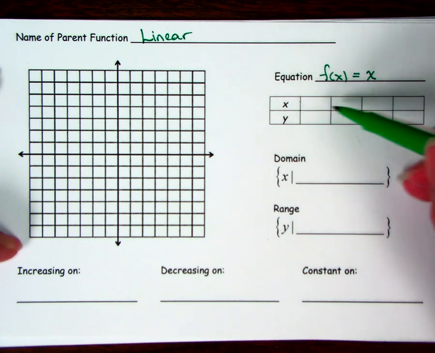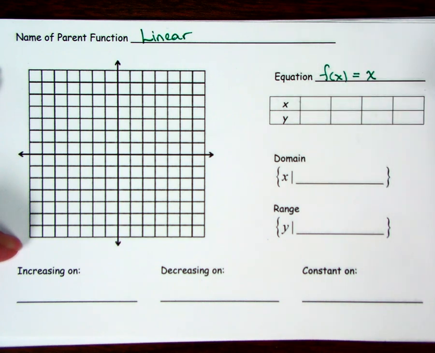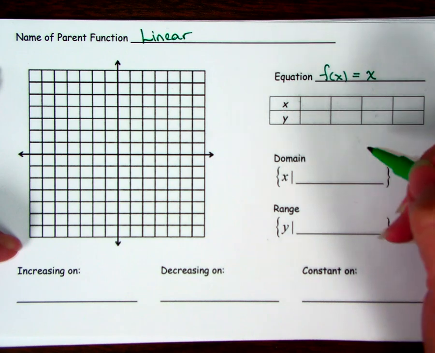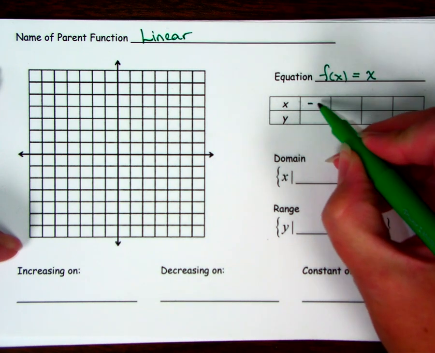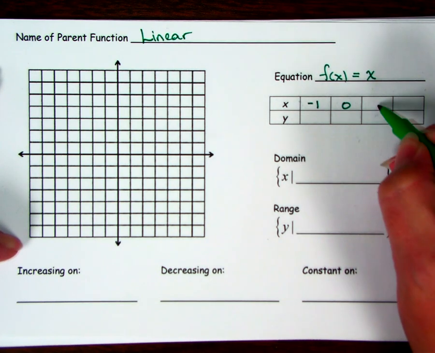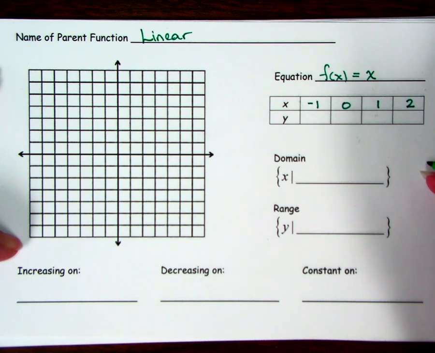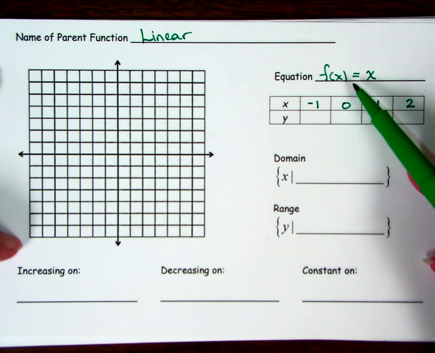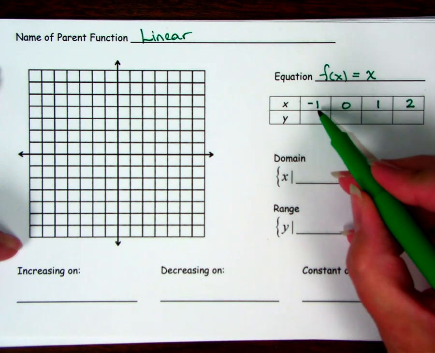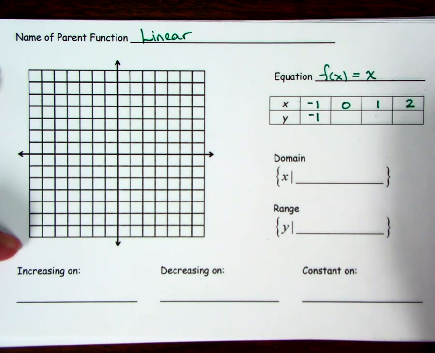So if I pick a few x's to fill in here, since x is your independent variable, we can pick any x's we want to. I'm just going to pick a few, like -1, 0, 1, and 2. If I put this -1 back into this equation in place of the x, then it would say that the y value is equal to -1.